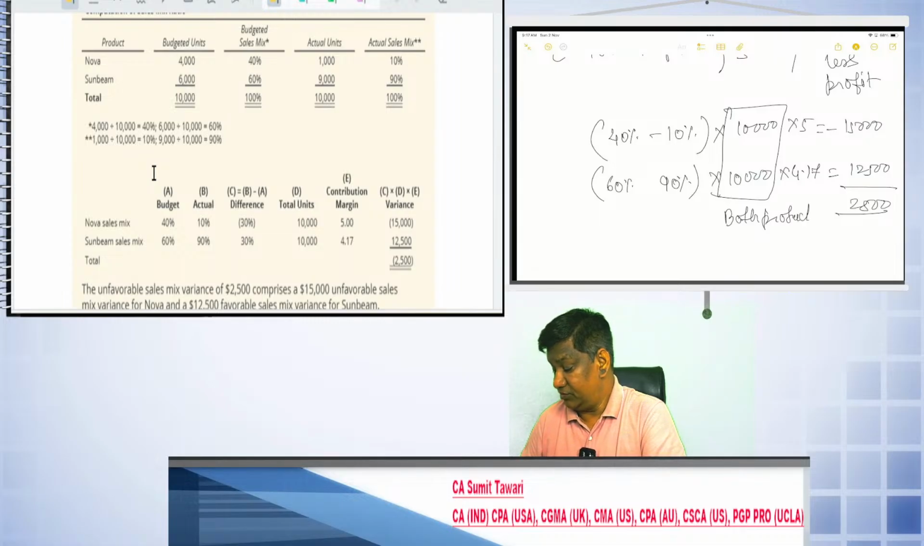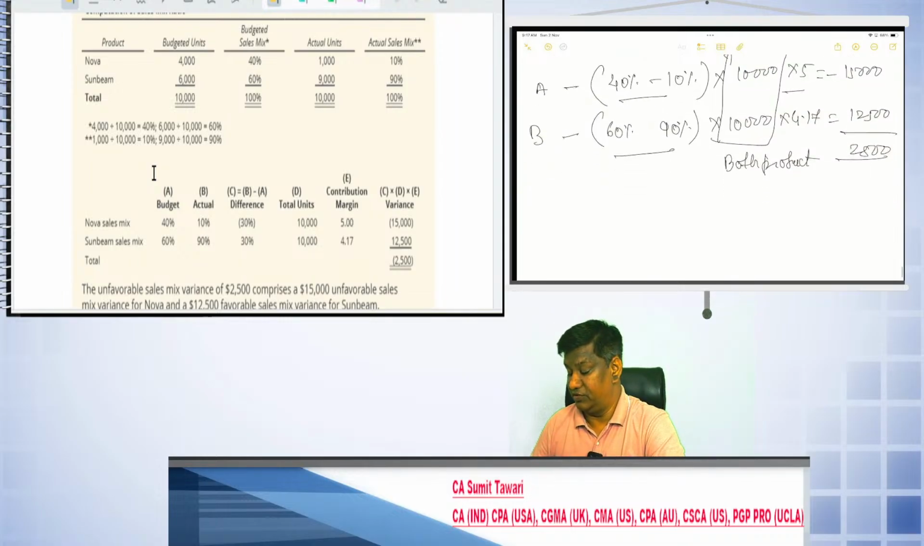What we are calculating is, because of product A, what is the variation, and because of product B, what is the variation. So this way we need to calculate. Here, instead of 40%, now I am selling 10% of the product which carries the higher margin. So that's why there is a reduction in the margin. But product B, whose ratio was 60%, is now 90%. So I am selling a higher percentage, and that's why it is a positive margin. And this way we need to calculate.